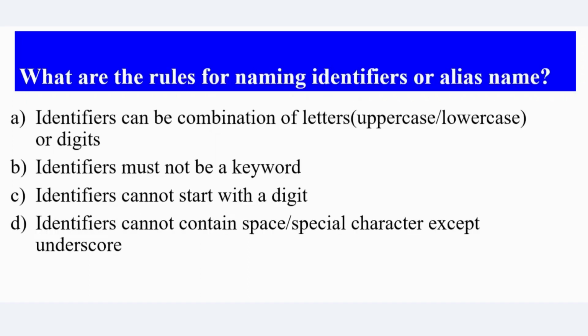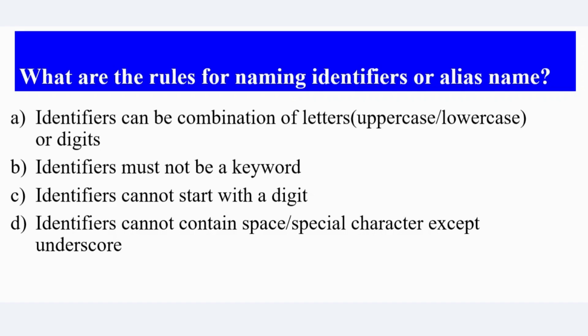What are identifiers? Identifiers are those words which are chosen by the users for the declaration of variables, objects or functions. And if you want to name identifiers, then you have to follow some rules, like they can be a combination of letters and digits, they cannot be keywords, they cannot start with a digit and they cannot contain space or special character.